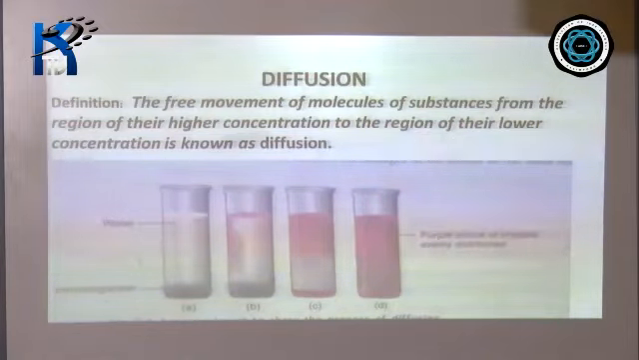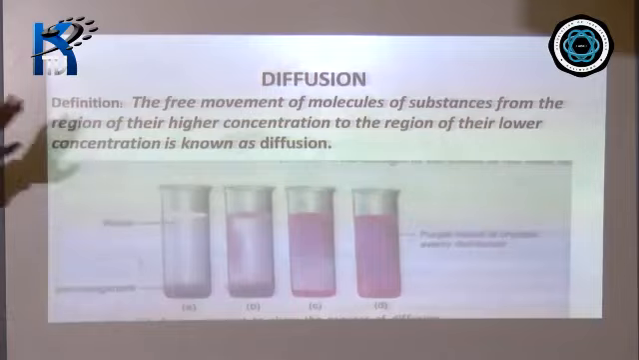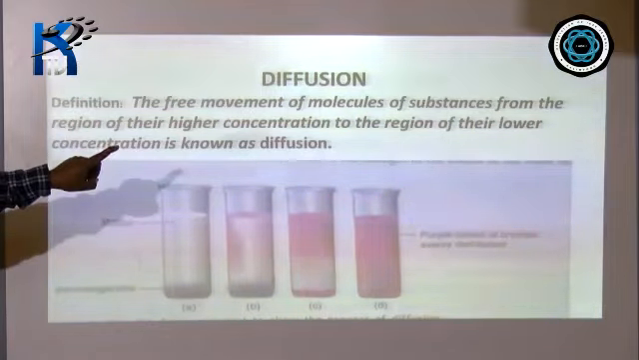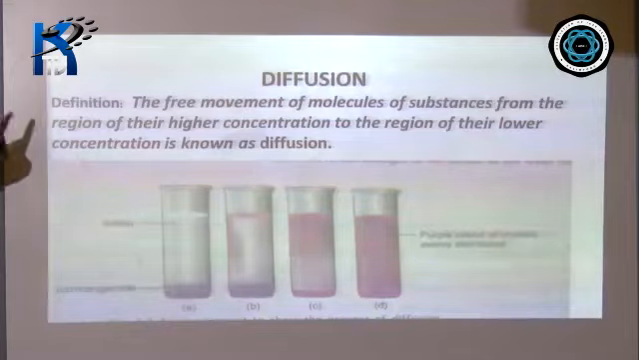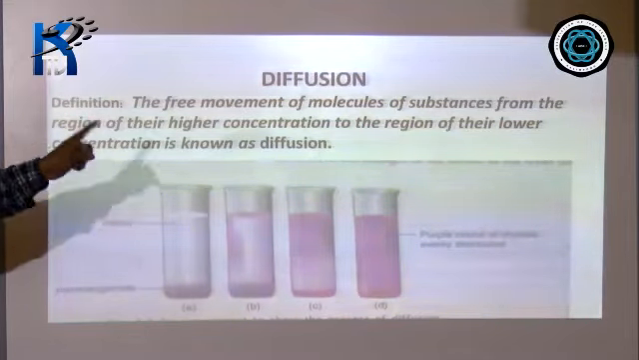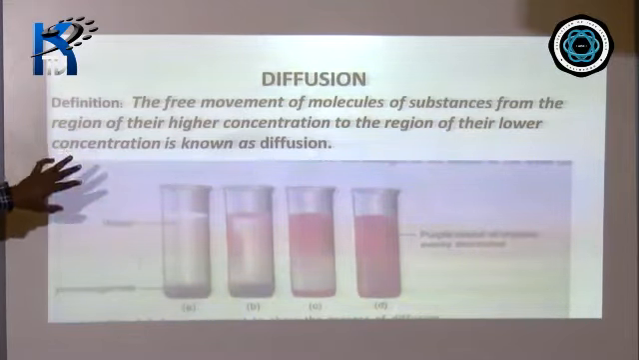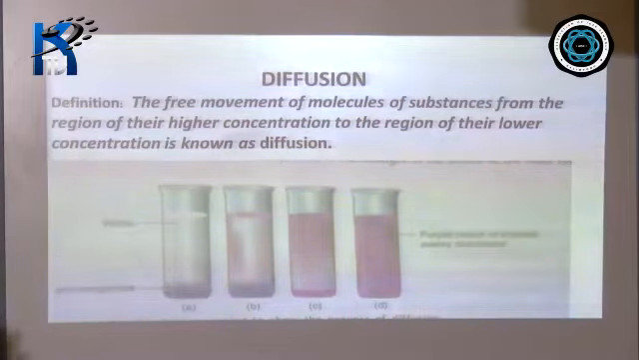First of all, what is diffusion? The first process is diffusion. The free movement of molecules of substances from the region of higher concentration to the region of lower concentration is known as diffusion. That means molecules moving from a region of higher concentration to a region of lower concentration. If molecules move from high to low, the process is called diffusion.